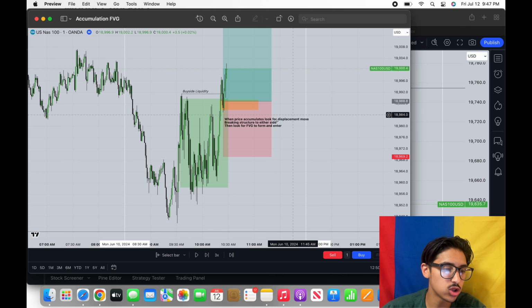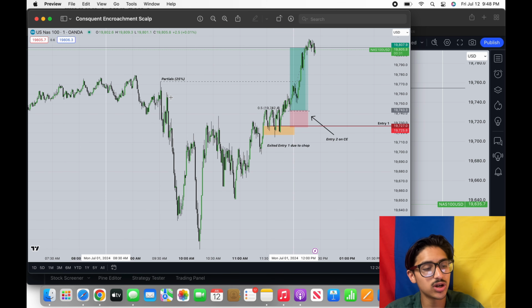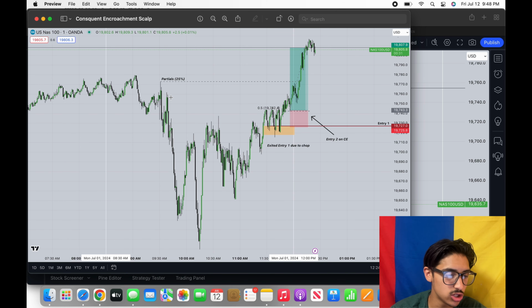So when price accumulates, look for a displacement move right here. We got that breaking structure to either side. In this case, it was to the buy side. Then look for a fair value gap to form and enter. Boom, the pop. This trade, I know I cut it a little early. I was in market replay. Trust me, it ended up trading all the way, keeps going higher. You can go look back on it yourself if you don't believe me. This is consequent encroachment, and this I just started using in my trading.